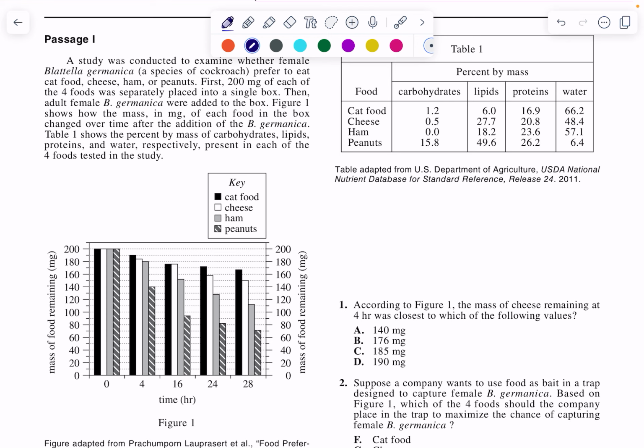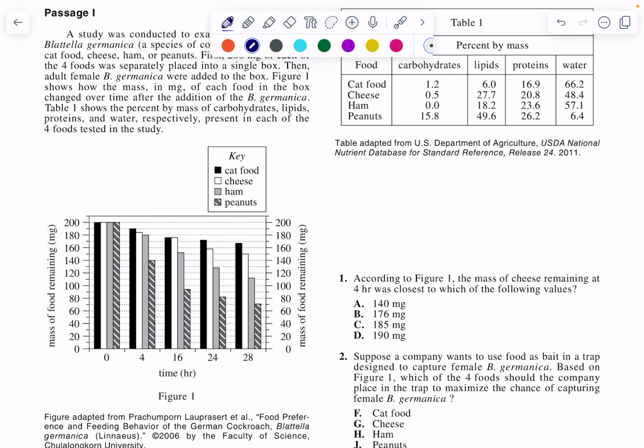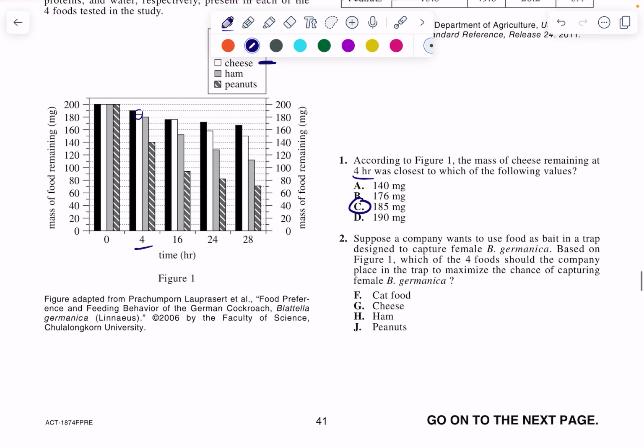So let's go to question 1. According to figure 1, the mass of cheese remaining at 4 hours was closest to which of the following values? So now I know I'm looking at cheese, which is the white bars here, at 4 hours. So we come to the 4-hour mark. And cheese, it looks like that is right about 185. Nice and easy.